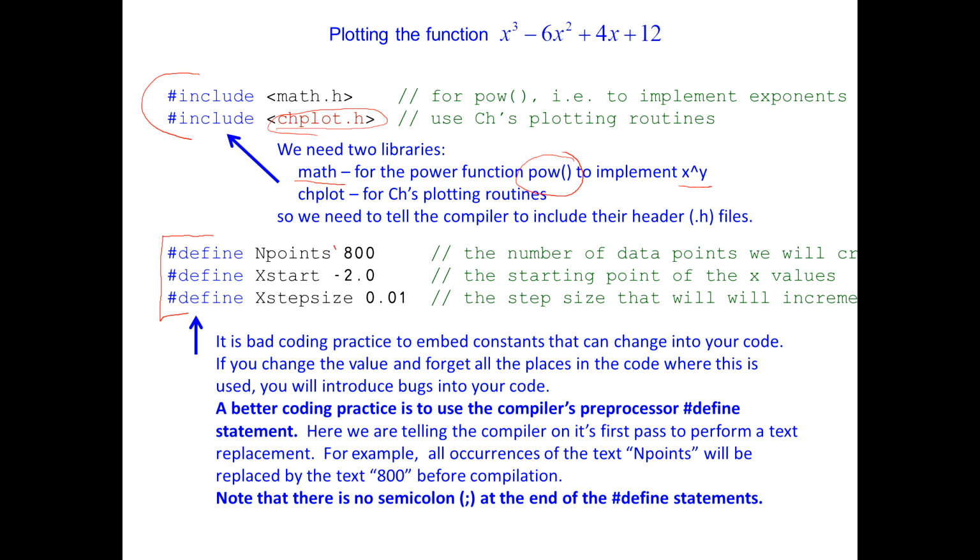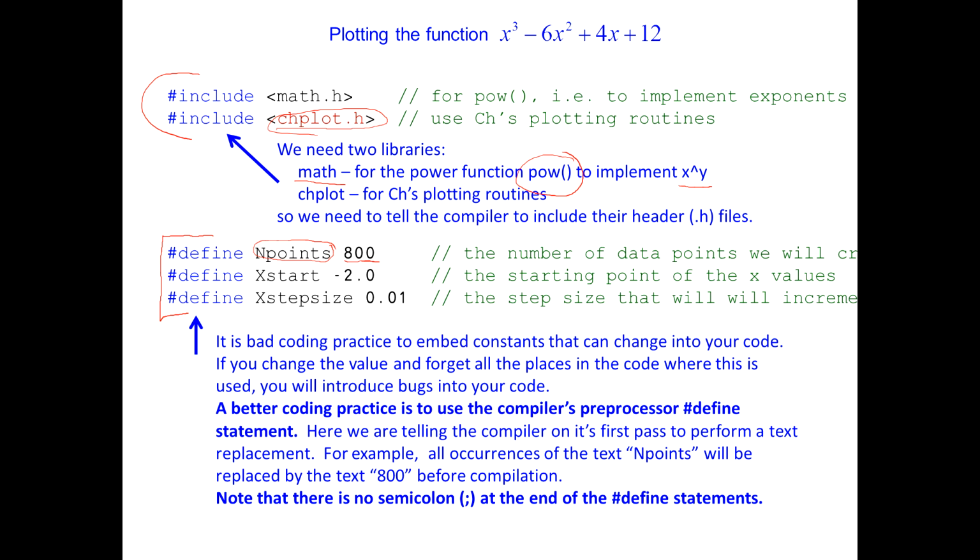So in our code, we will use endpoints. And what the compiler does on the first pass is wherever there's endpoints, it does a replacement with 800. So if we change it to 1,000, we only have to change it here, and then the compiler does the job of replacing all those locations for us automatically. So here we can control how many points we're going to plot.